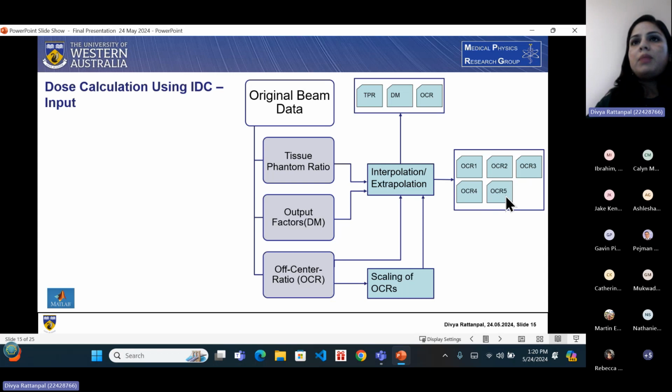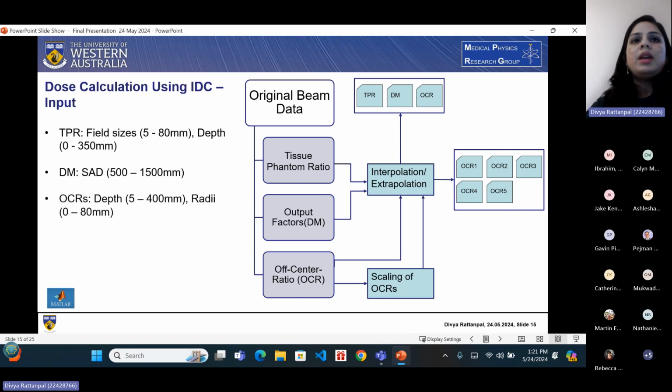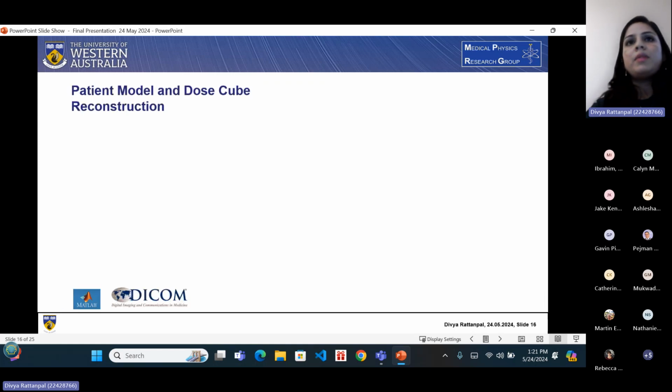So after the input, the next step: the data has been interpolated in such a way that the tissue phantom ratio covers field sizes from 5 to 80 mm and depths from 0 to 350 mm. The output factor covers the source to axis distance from 500 to 1500 mm. The off-center ratio data covers depths from 5 to 400 mm and radii from 0 to 80 mm.